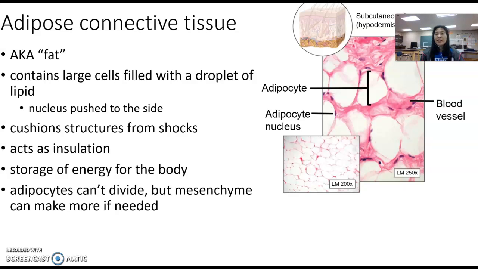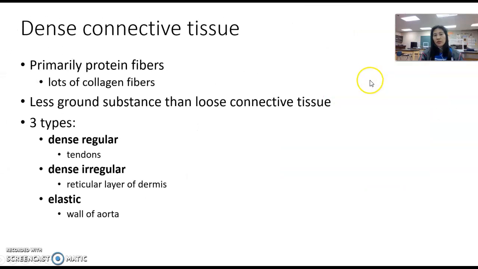The adipocytes cannot divide. However, mesenchyme can make more if needed. This is the blood vessels in this part here. This is the enlarged part of your hypodermis or your skin part.